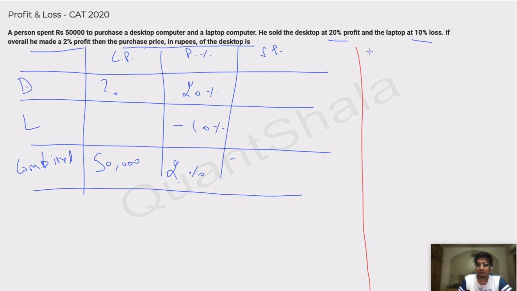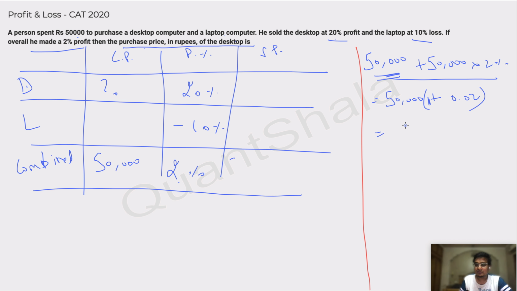Okay. So first method is simply you take the 50,000, this is cost price. On top of this, you got a 2% profit, which means on cost price, you got 2% profit. So this will be your selling price. The initial cost price that you put in, on top of that 2% was your profit. So total will be selling price. What does this come out to? 50,000, let's take that common. 1 plus 0.02. If you calculate, this will come out to be 51,000.